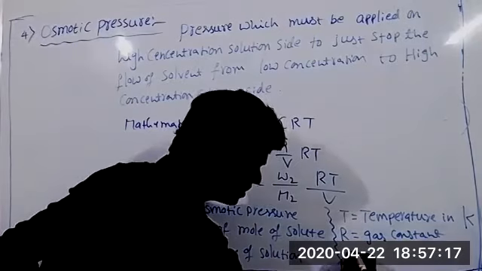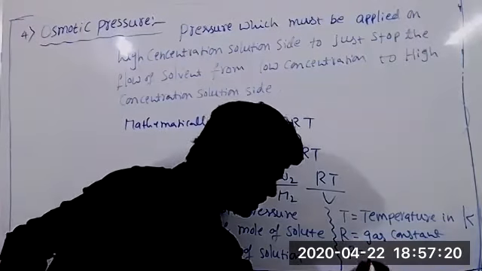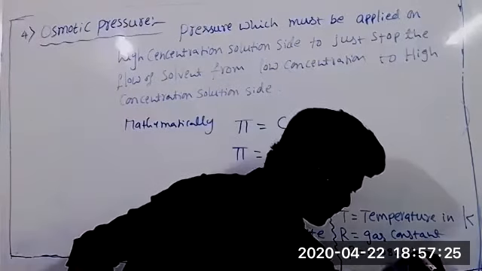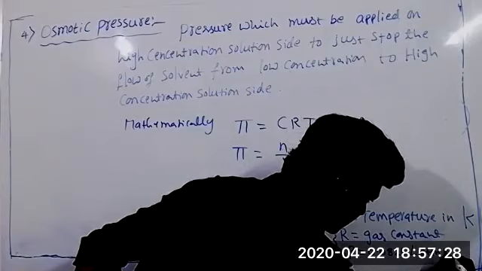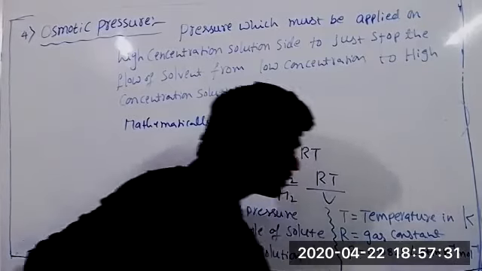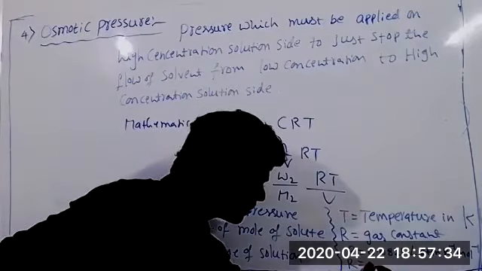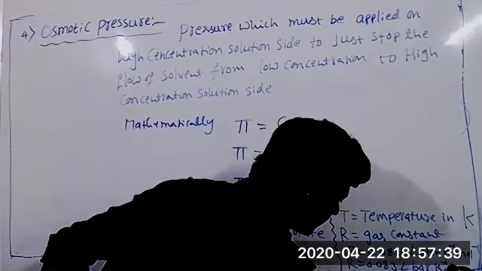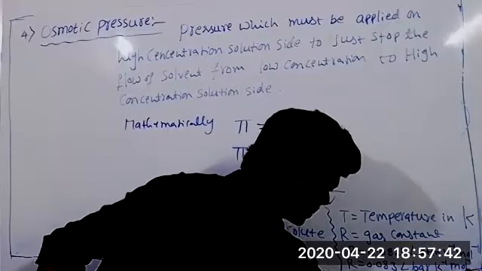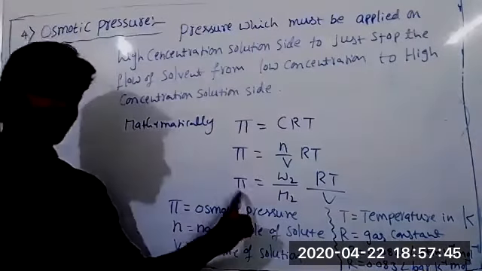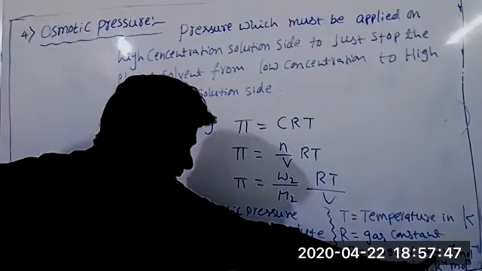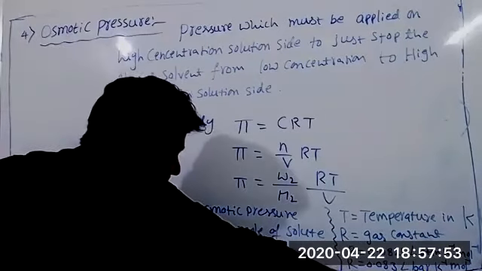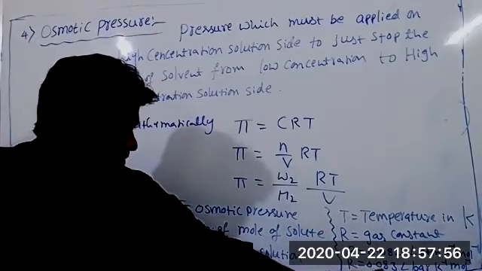Gas constant, I will write two values. One is R is equal to 0.0821 liter atmosphere Kelvin inverse mole inverse, or R is equal to 0.083 liter bar Kelvin inverse mole inverse. Mostly we use these two values only. Suppose you are calculating osmotic pressure in atmosphere, use R value as 0.0821. Suppose phi is taken in bar, in such case, R value is 0.083.